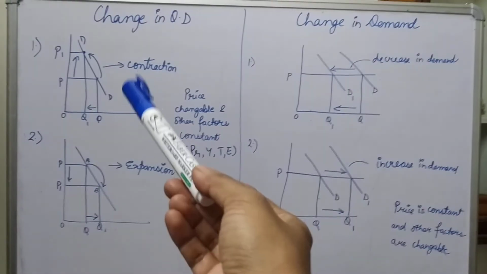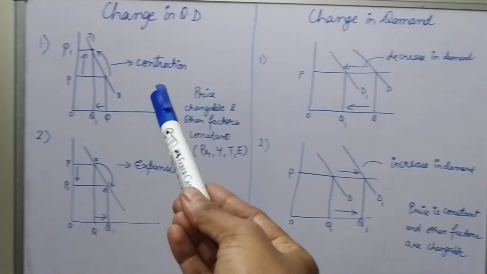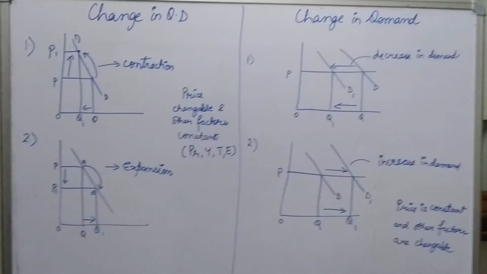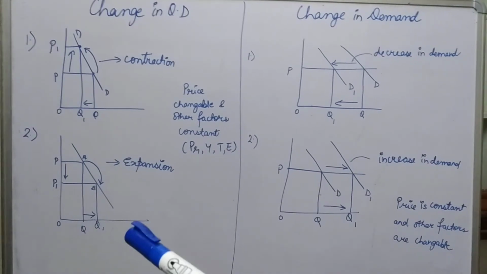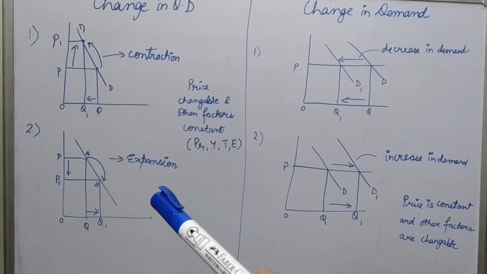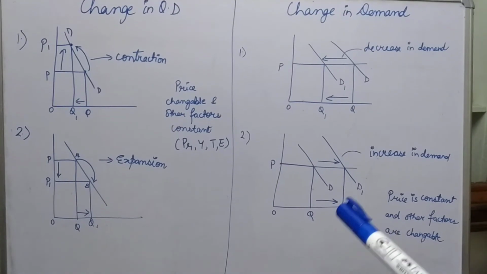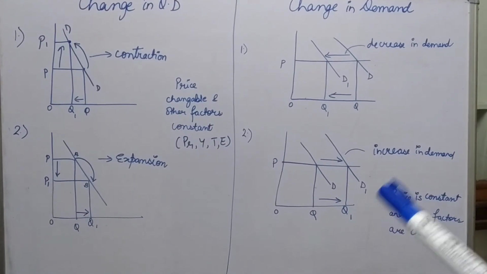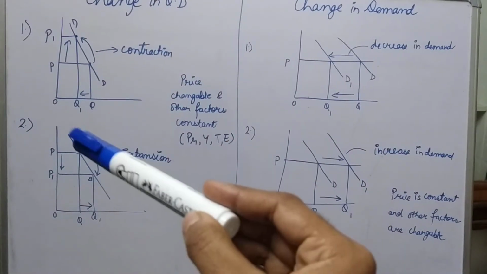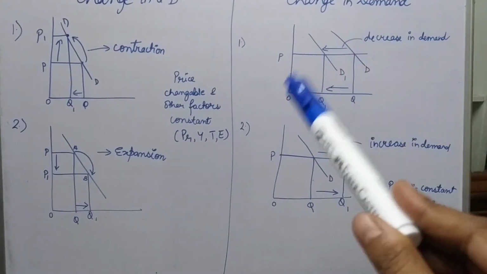First of all, if price is changeable and quantity is reduced, that is known as contraction in quantity demanded, whereas if price is constant and demand decreases, that is known as decrease in demand. Here, if price is reduced and quantity increases, that is expansion in quantity demanded, whereas if price is constant and quantity increases, that is increase in demand. Another thing, there is a movement along the same demand curve, here you have one demand curve, whereas here the whole demand curve shifts.